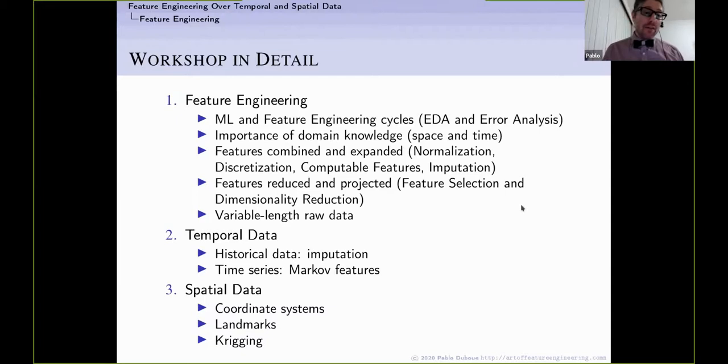What we're going to see is the feature engineering cycles, the importance of domain knowledge, and mention a little bit about how to combine features, how to reduce features, and how to handle variable length raw data. This is feature engineering on traditional machine learning systems, so we won't be talking about deep learning at all in this workshop.